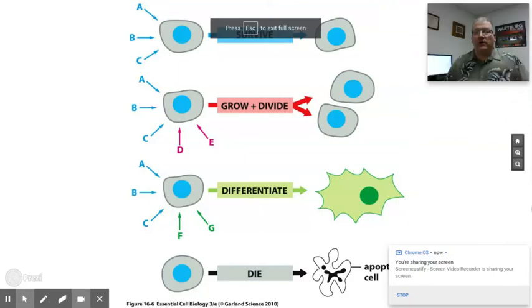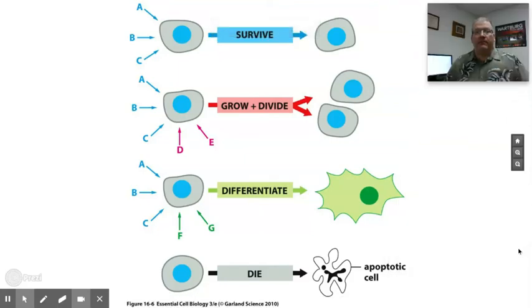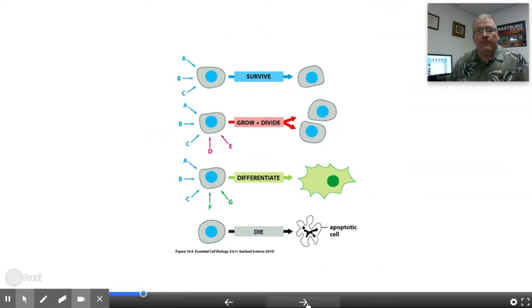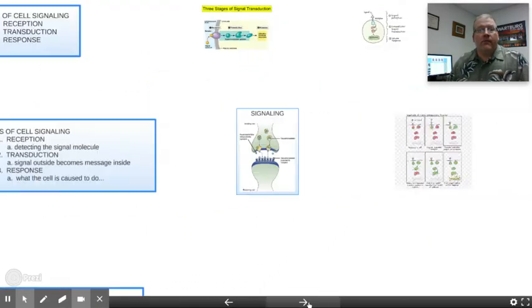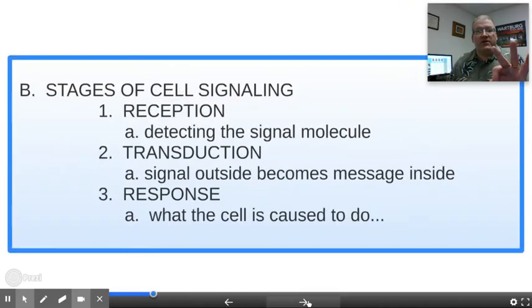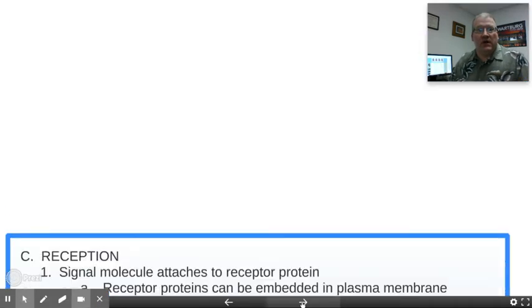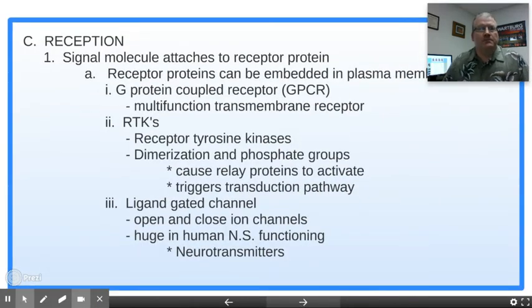So as we take a look at cell signaling, there are a variety of different responses that can be elicited from one cell signal. What's that cell supposed to do once it receives a specific signal? Remember, there's three different parts to cell signaling: reception, transduction, and response. We're going to focus on reception in this brief video.